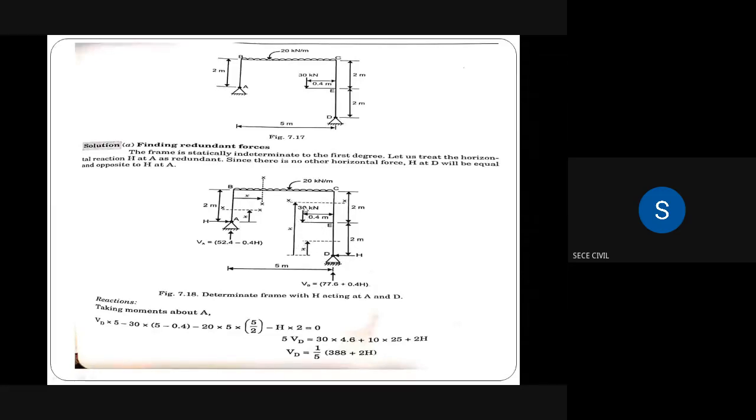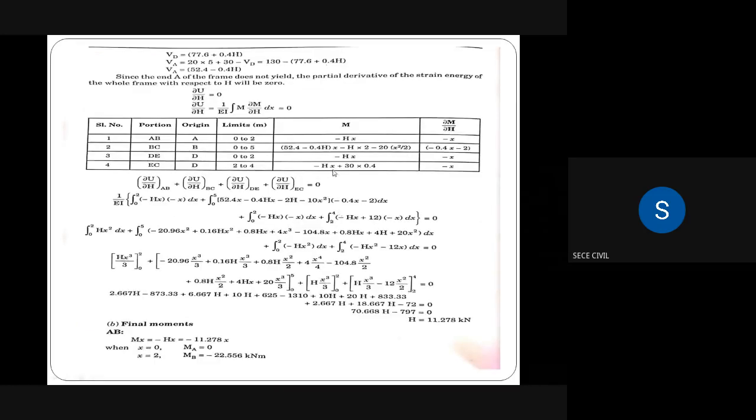And we are having one more force here, 30 into this distance 0.4. Vertical force into horizontal distance. So 30 will give anti-clockwise moment, and anti-clockwise means positive. So plus 30 into 0.4. So minus Hx plus 30 into 0.4. So dou M by dou H is in the first term only, so minus x.